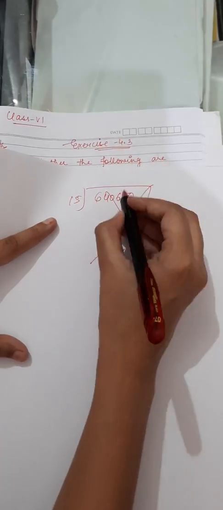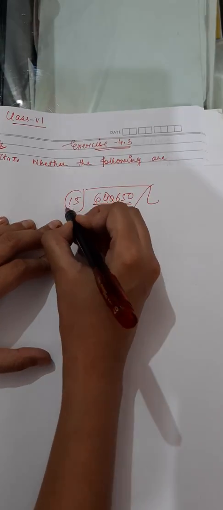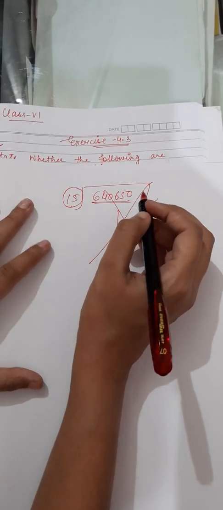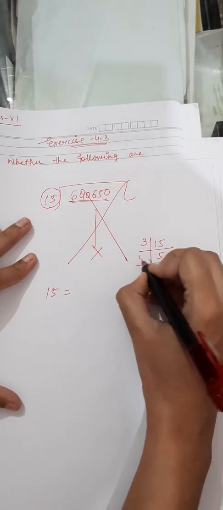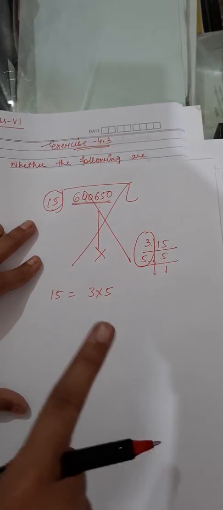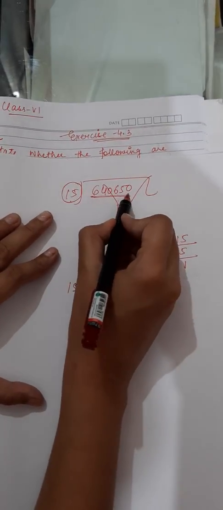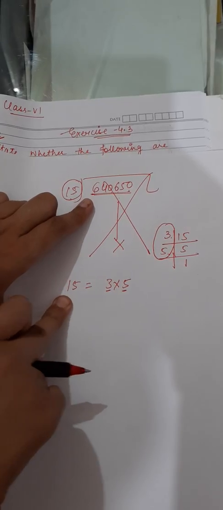See, they are saying 640650 is the number and you don't have to do this calculation. You just have to tell without calculation whether this number is divisible by 15 or not. See, any number is divisible by the given number if it is divisible by its factors. Now, if I factorize 15, 3 5s are 15, 5 1s are 5. So, 3 and 5 are the factors. This means if this number 640650 is divisible by 3 and 5 both, then it is going to be divisible by 15 also.